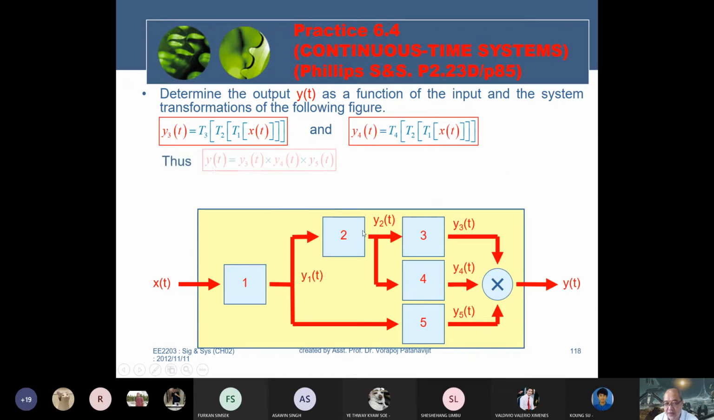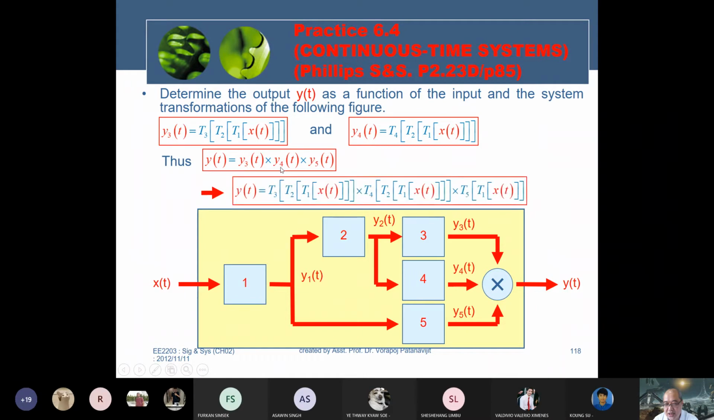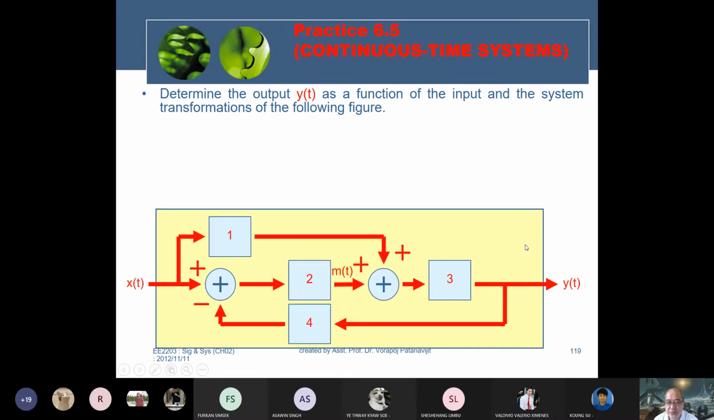Therefore, the outcome y[n] equals the product of y3, y4, and y5. You know y3, you know y4, and y5. You can express them in terms of x. y5 equals T5 of T1 of the input x[n].